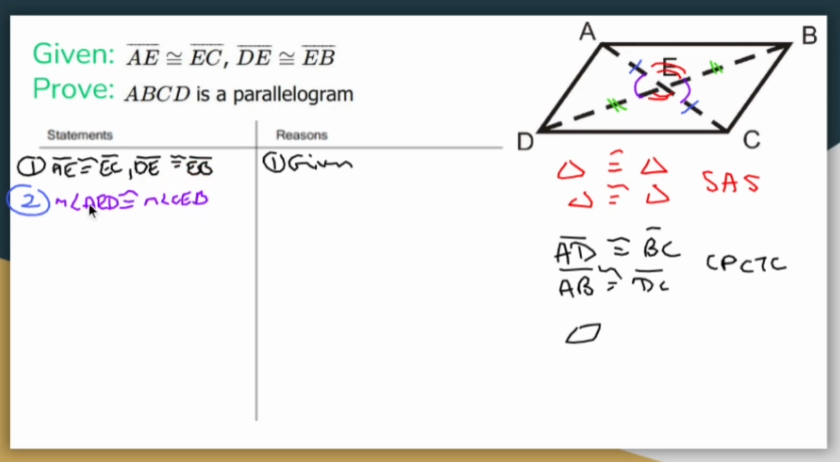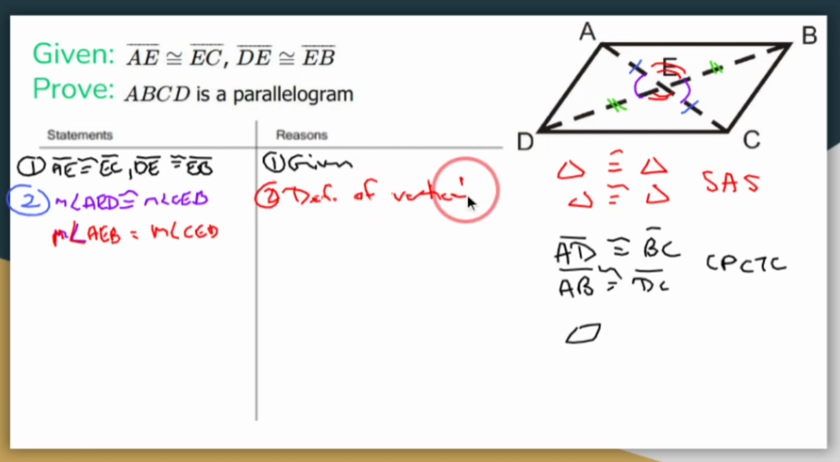Technically, I didn't need that little congruent symbol if I'm saying the measure of angle, but I'm not even going to attempt to erase that. The measure of angle AEB is equal to the measure of angle CED. And this is the definition of vertical angles.